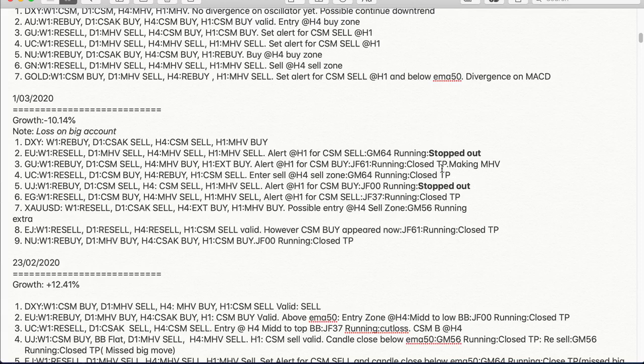Although we have many closed with TP, for example, the GU trade, the UCAD trade, the UJ trade, the EG trade, and also NU, all these trade losses are less than these 2 accounts because these accounts are big. So this was not a good strategy. This week we're going to balance all the accounts to make the risk distributed evenly.